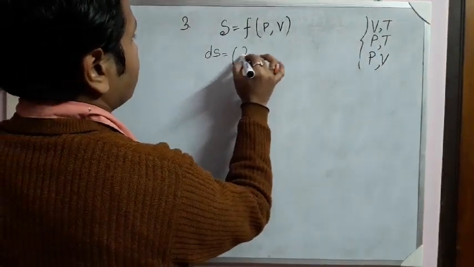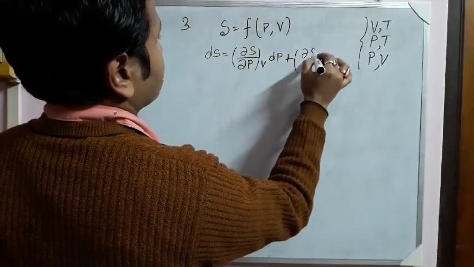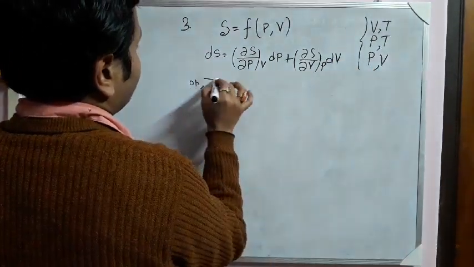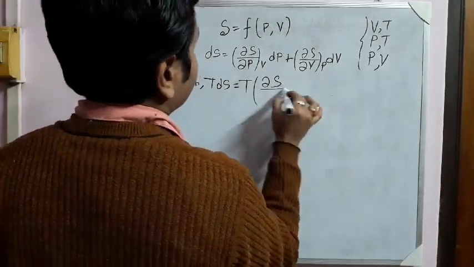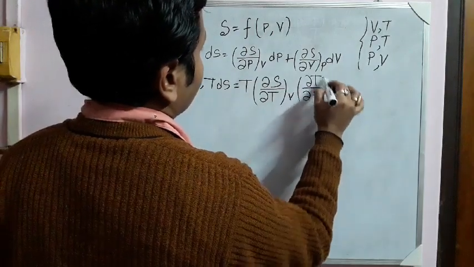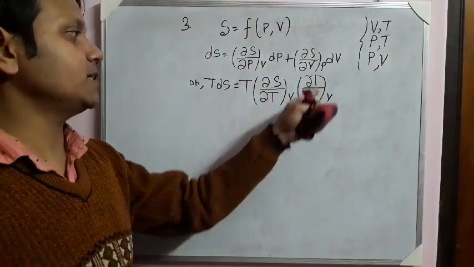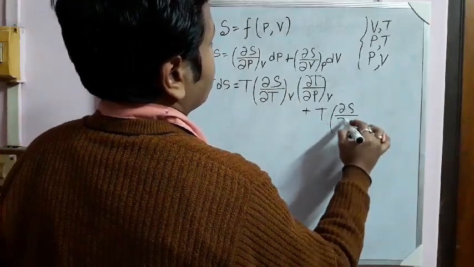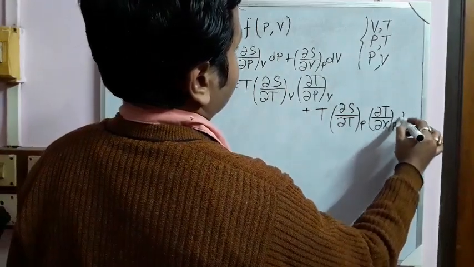So what will be my dS? My dS will be del S del P at constant volume dP plus del S del V at constant pressure dV. So what will be my TdS? We have to rearrange it. We take del T and also take del T here. That means del S del P at constant volume can be written as del S del T at constant volume times del T del P at constant volume. And del S del V at constant pressure we can write as del S del T at constant pressure times del T del V at constant pressure, into dV.